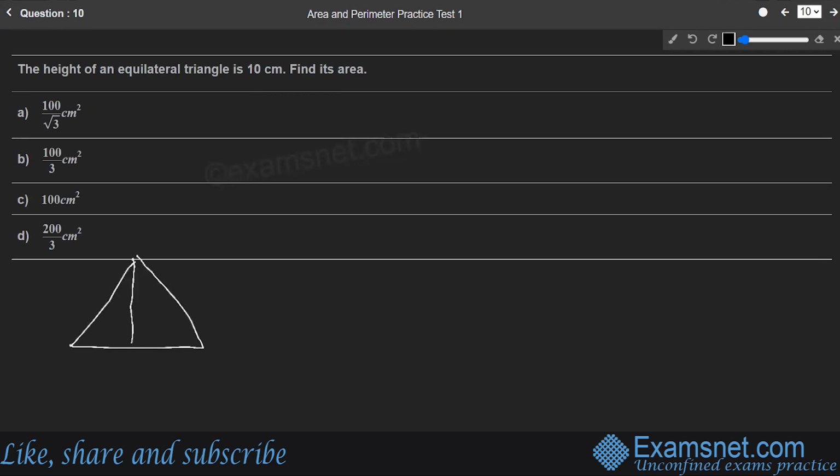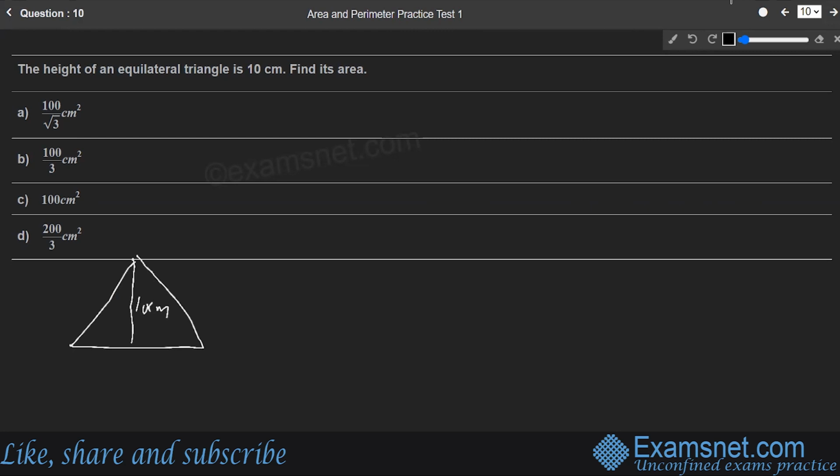The height of this is given as 10 centimeter. He wants us to calculate the area. We can find out the side of an equilateral triangle using the height directly.